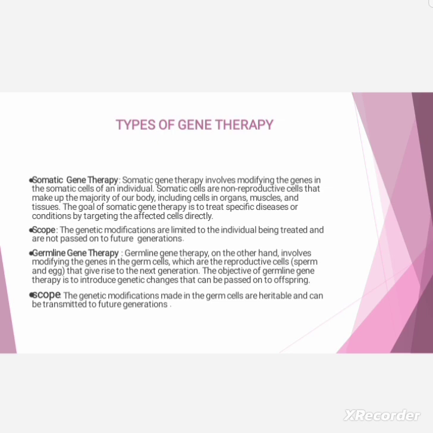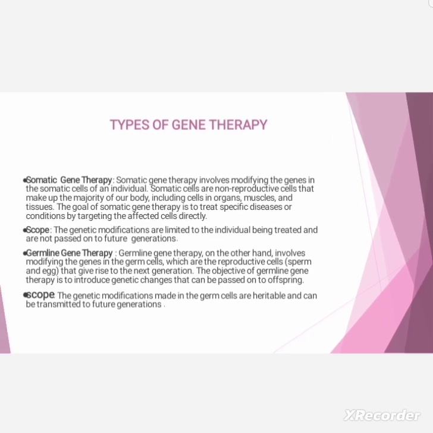Now we will discuss the types of gene therapy. There are two types of gene therapy: one is somatic gene therapy and the second is germline gene therapy. Somatic gene therapy involves modifying genes in the somatic cells of an individual. Somatic cells are non-reproductive cells that make up the majority of our body, including cells in organs, muscles, and tissue. The goal of somatic gene therapy is to treat specific diseases or conditions by targeting the affected cells directly.